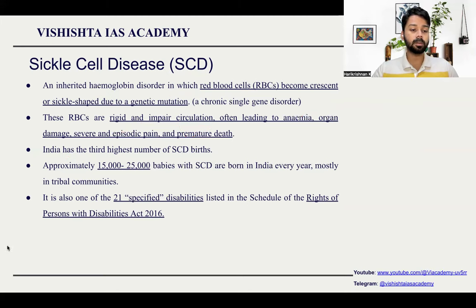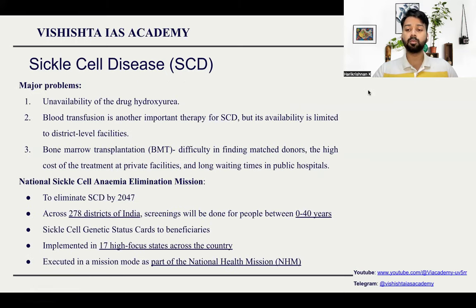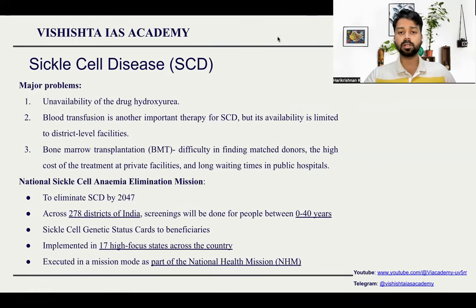Apart from this, certain important points, the major problems due to which we are not able to completely prevent the sickle cell disease in our country. One is unavailability of the drug hydroxyurea. Hydroxyurea is a very important drug which is used against the sickle cell disease. It reduces the pain, it calms down people, but the problem is it is not available easily in India. It is available only in tertiary healthcare sectors. In primary or secondary healthcare centers, it is not available. So it is very difficult for people to go and access it.